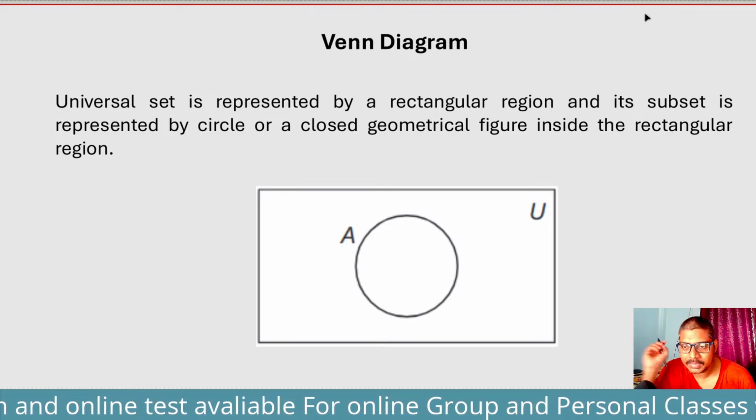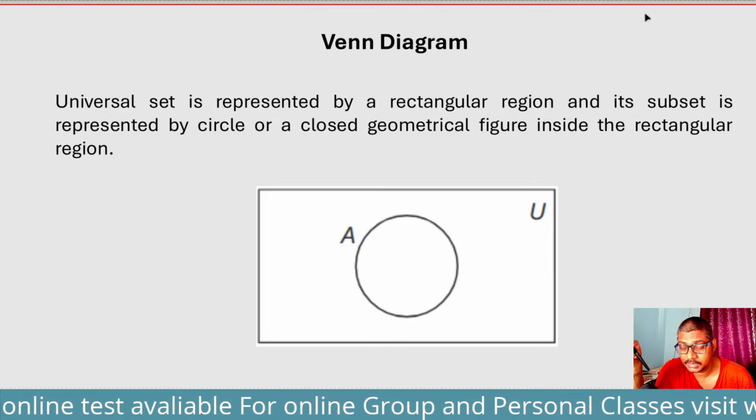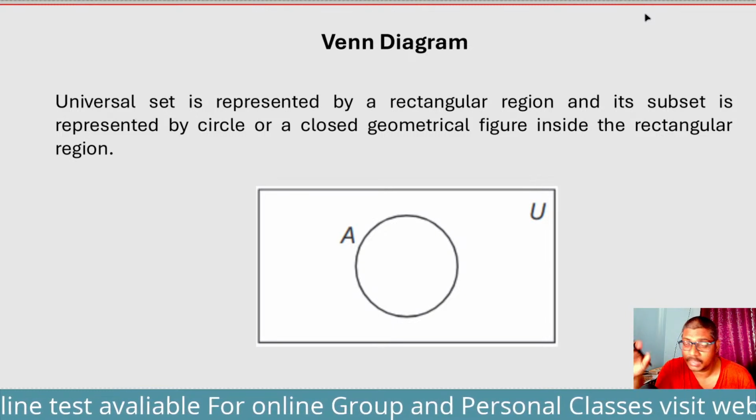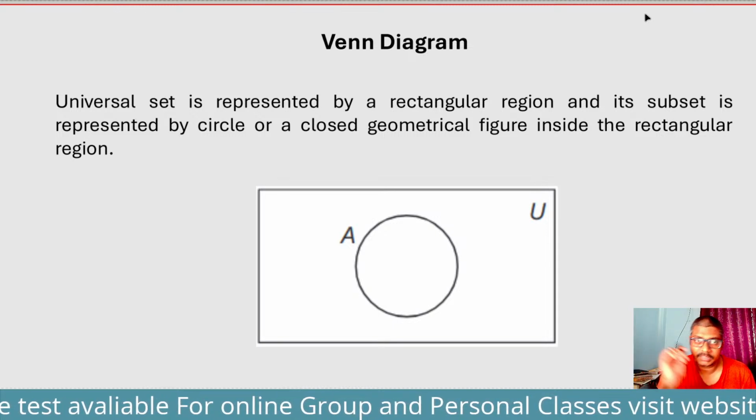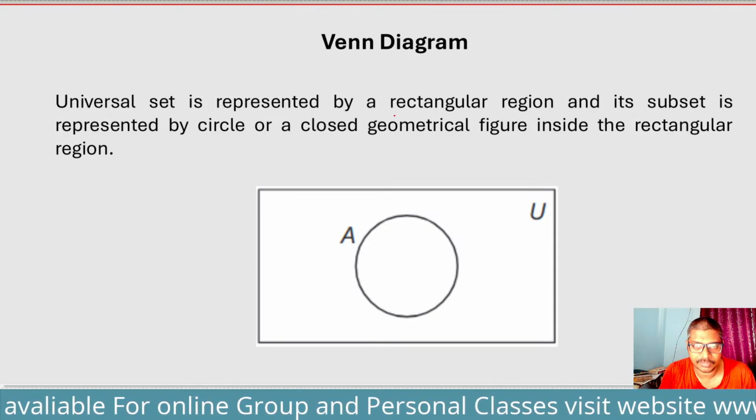So today we are going to understand about the Venn diagram, right? In previous classes we studied what sets are, what the different types of sets are, what disjoint sets and universal sets are. So here you can see that we have a universal set, right?